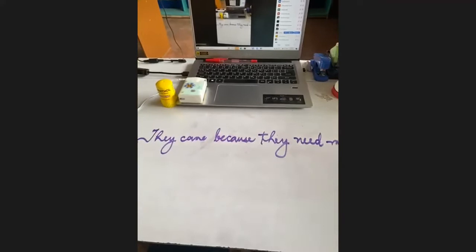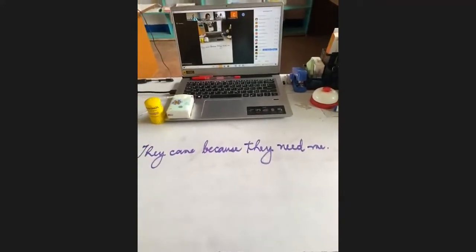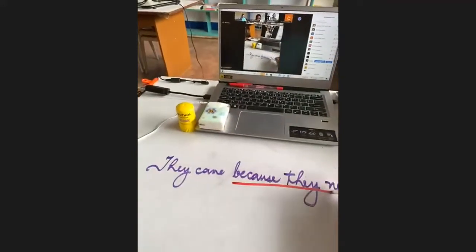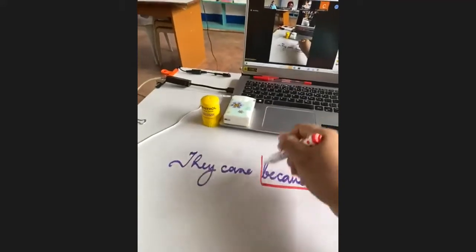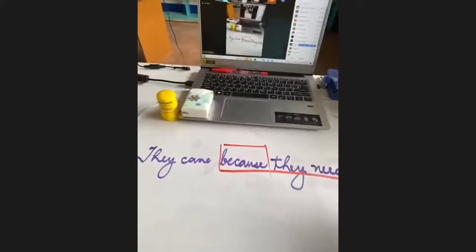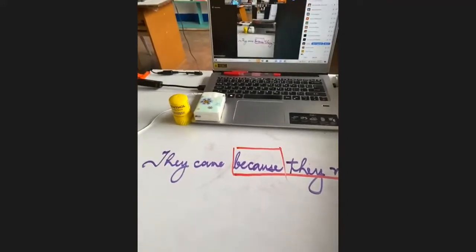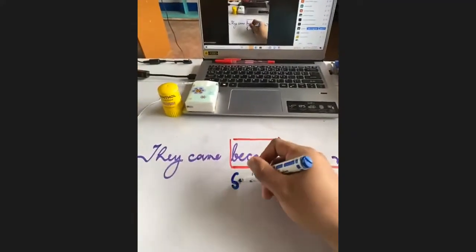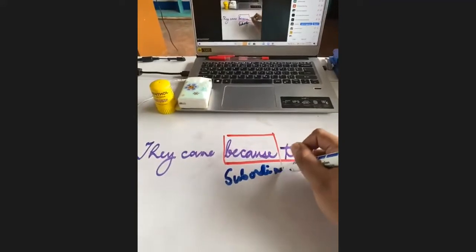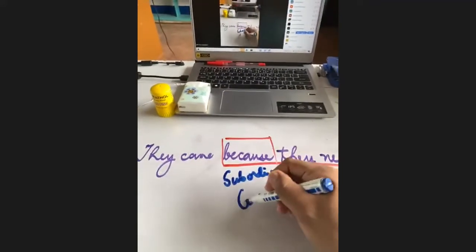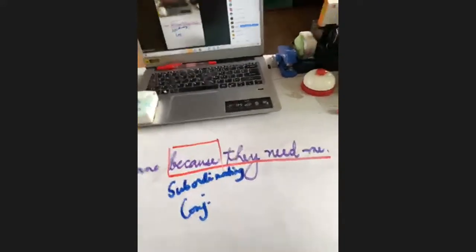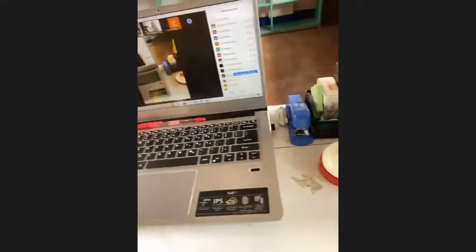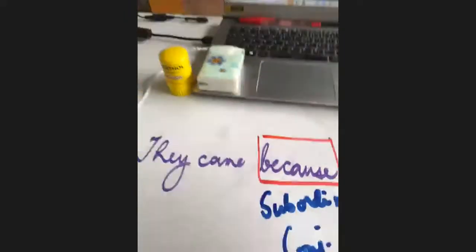Leisha. Because they need me. Correct. Look at the answer given by Leisha. It began with the word because. A dependent clause, take note, begins with a subordinating conjunction. Okay. This is a subordinating conjunction.